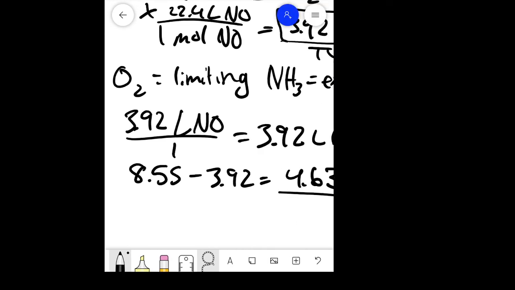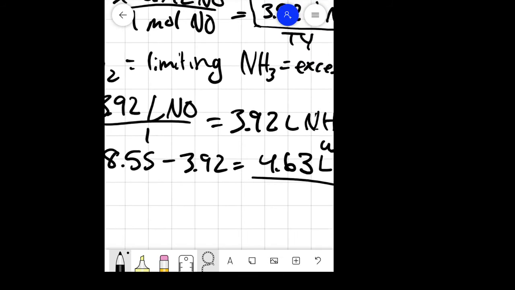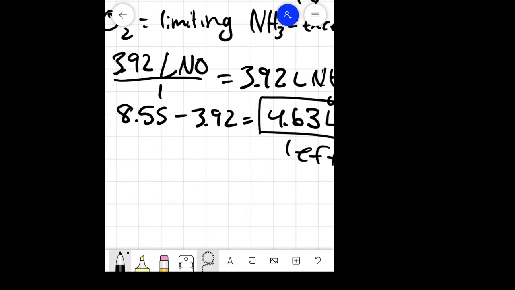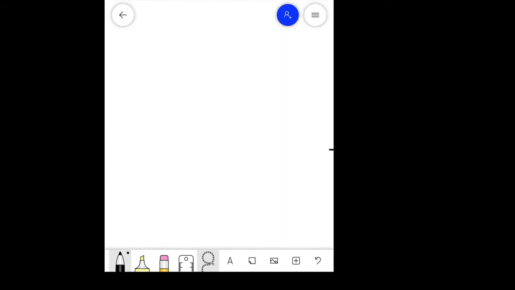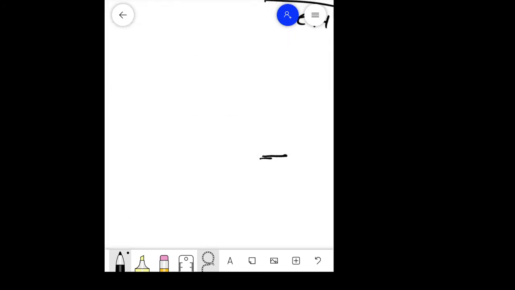Oh, I made the screen tiny. Go back, please. Sorry, y'all. I can't get it to go back. Okay, that's okay. We'll work with the tiny screen.